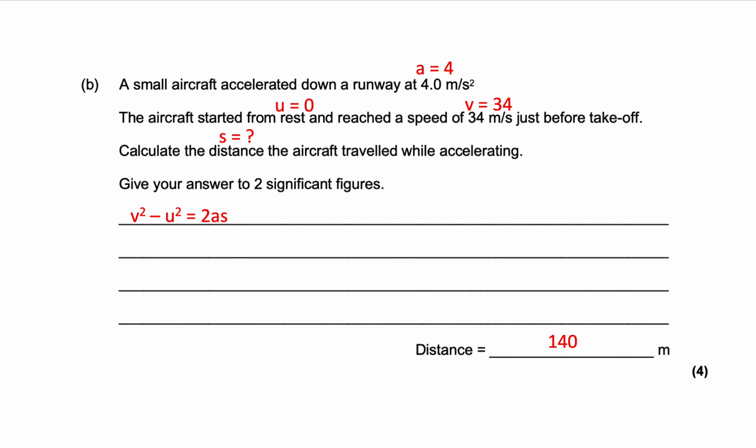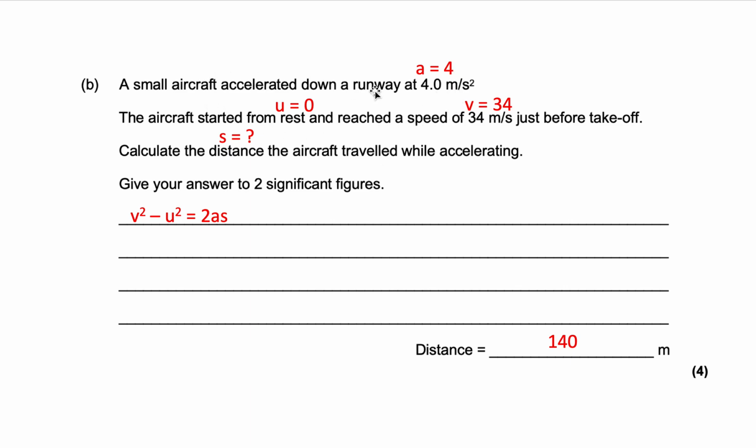So this equation is on the equation sheet. It's mentioning acceleration, speed, and distance. So those three things make us think of this equation and choose this one. So I've written out the equation in symbols. So it's final speed squared, take away initial or starting speed squared, equals 2 times acceleration times distance. They use an S for distance, which is a bit confusing.